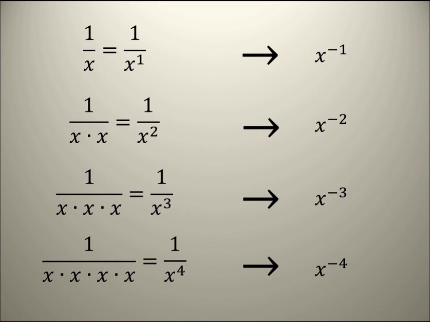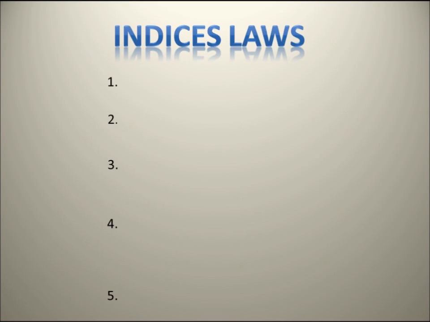Now if you remember, in the beginning of the video I said I was going to give you 2 of the 5 indices laws. And as it happens, I've already given them to you, you just don't realise it yet. So if we have a look, here are the 5 indices laws. I'm going to leave the first 3 blank because that's what we're going to cover in the next video. The 5th indices law is that x to the power naught equals 1.